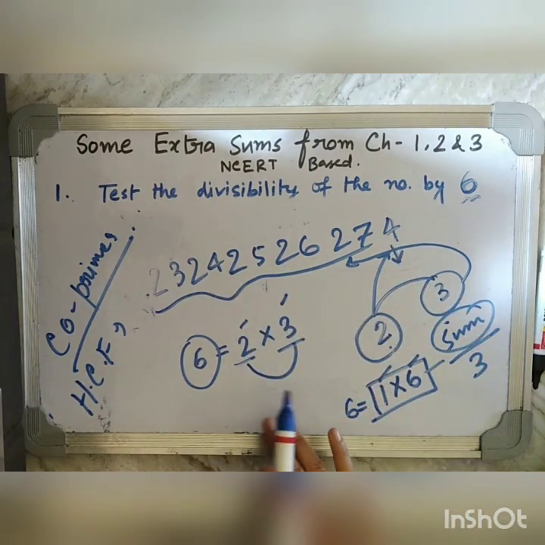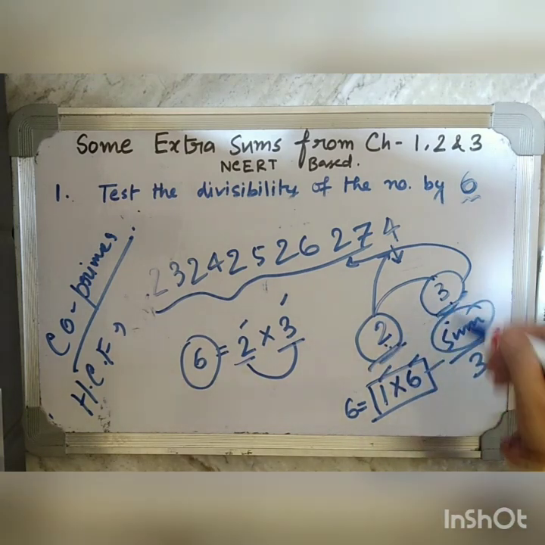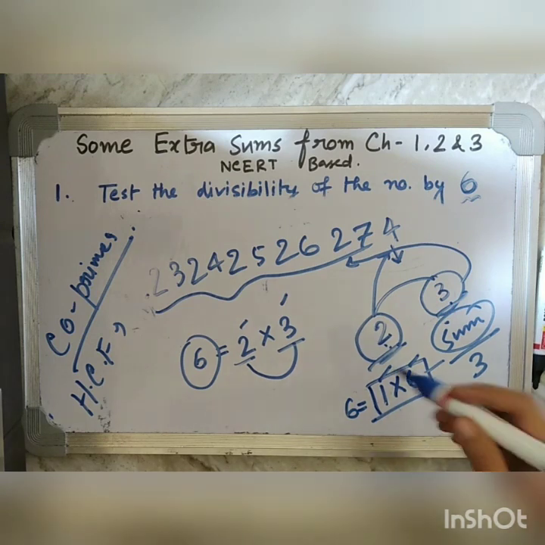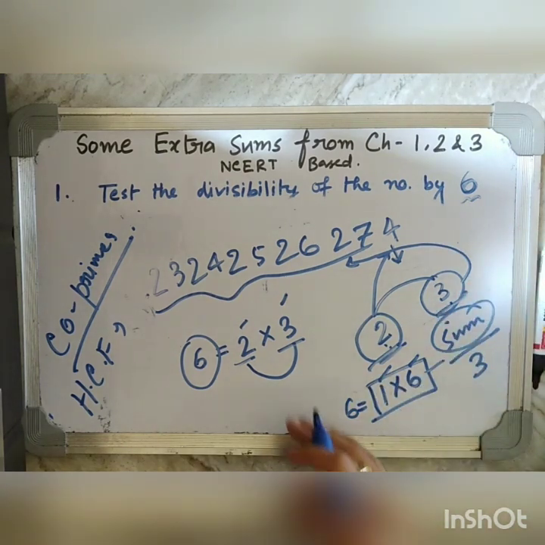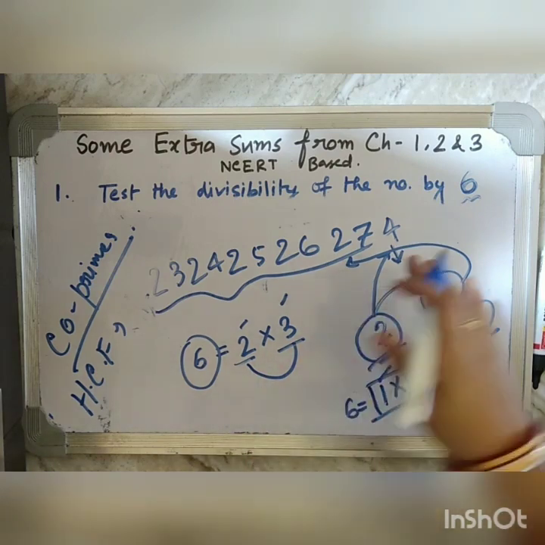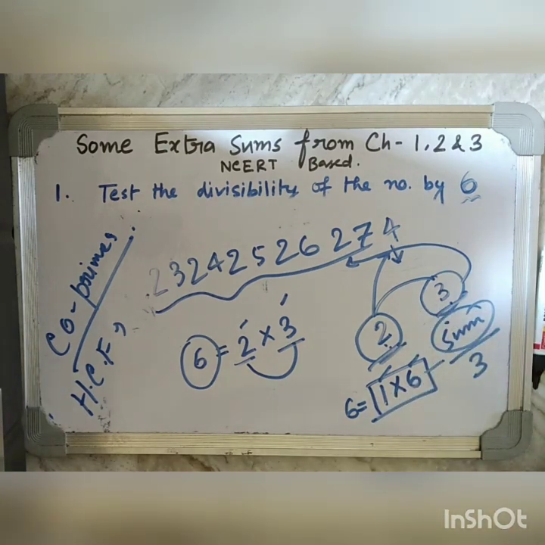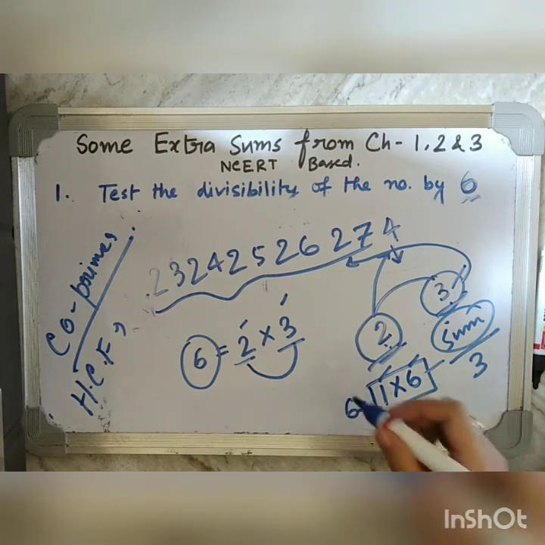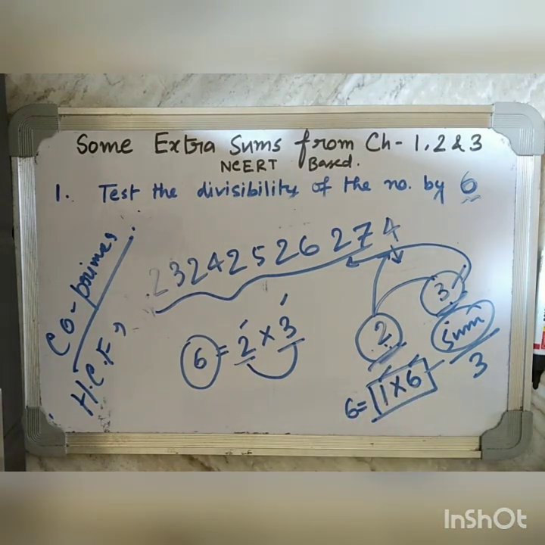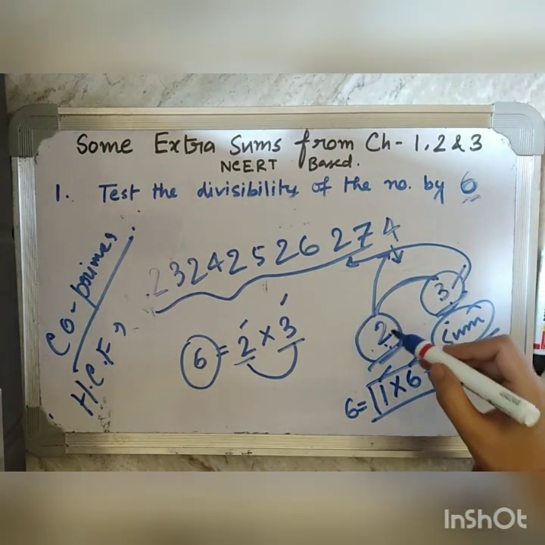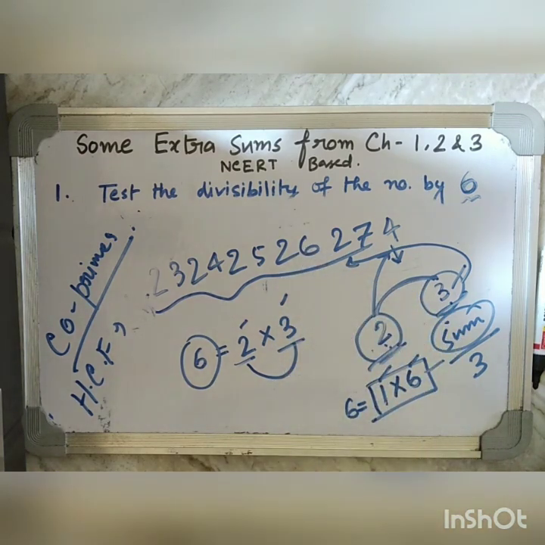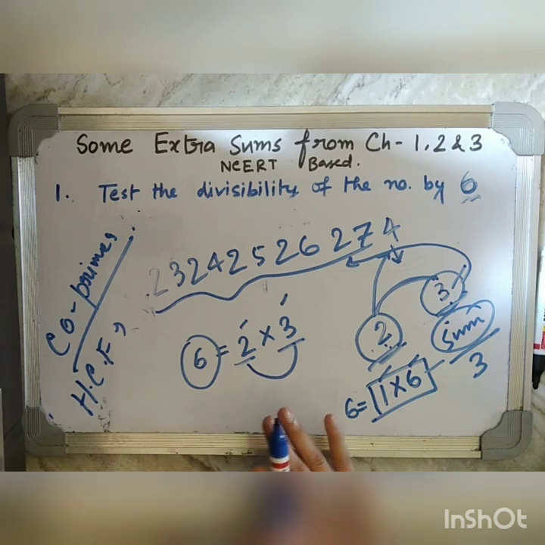That's why after checking both of the divisibilities by 2 and 3, we will say that the number is divisible by 6. If the number is divisible by 2 but not divisible by 3, then we can't say that this number will be divisible by 6. Or if the number is divisible by 3 but not divisible by 2, then also we can't say that the number is divisible by 6. Okay, by both 2 and 3, the number should be divided, and without leaving any remainder, the quotient must be there.